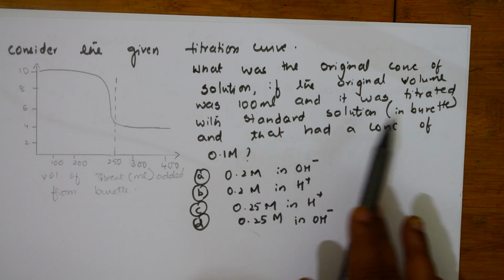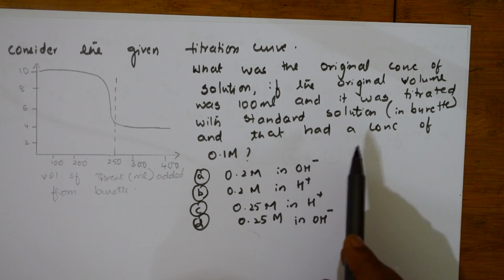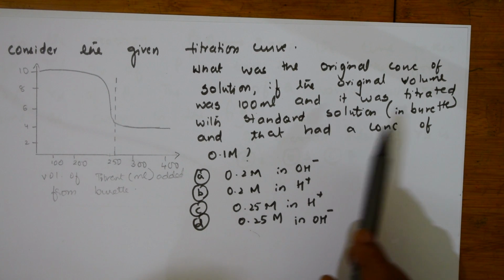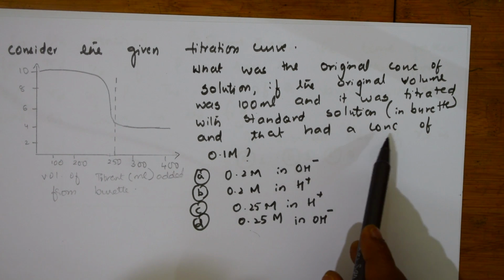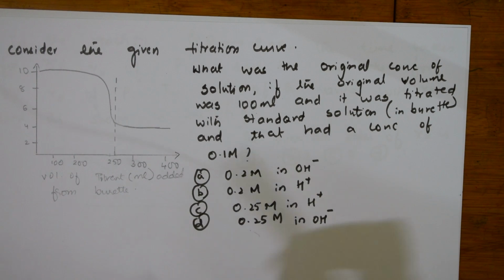What was the original concentration of the solution if the original volume was 100 ml and it was titrated with standard solution in the burette that had a concentration of 0.1 molar? Okay, right. So first of all, what concept should you remember? What is the original solution?